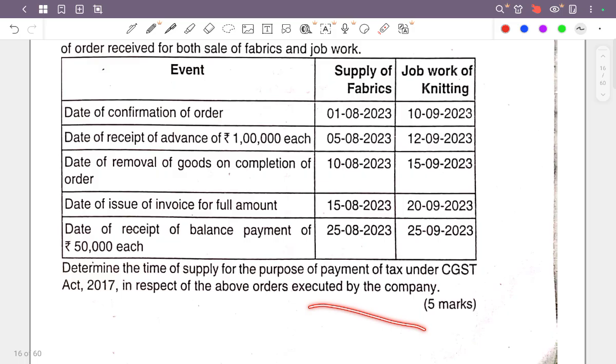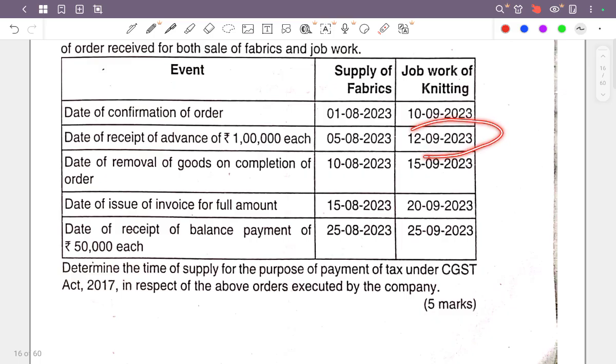So even though we receive 1 lakh rupees as advance, it's just an advance. GST is to be paid to the government only on the date of the full invoice or the completion date, whichever is earlier, which will be considered the date of supply. But in the case of the service sector, we take the advance or invoice, whichever is earlier.